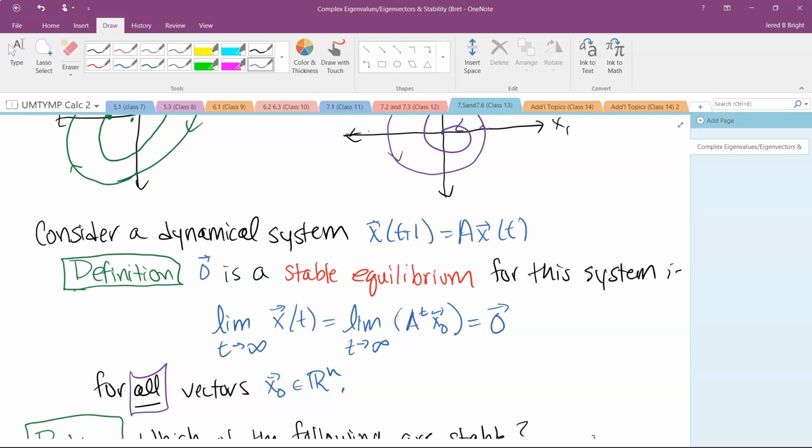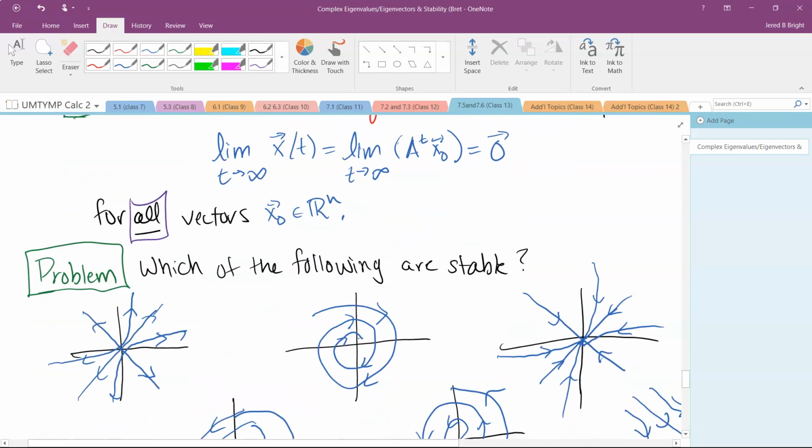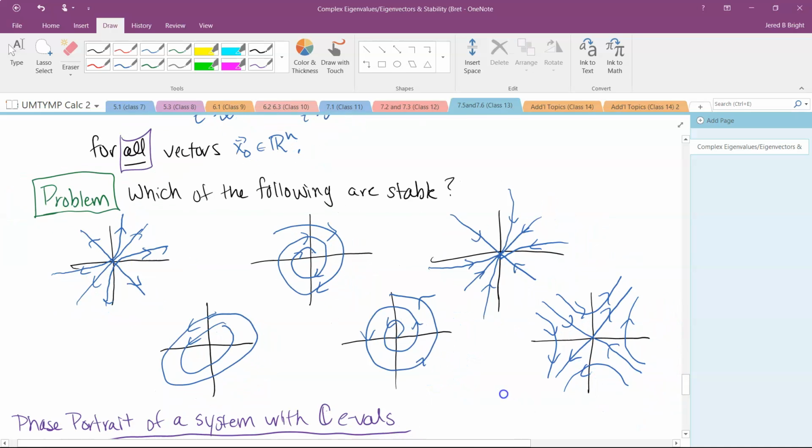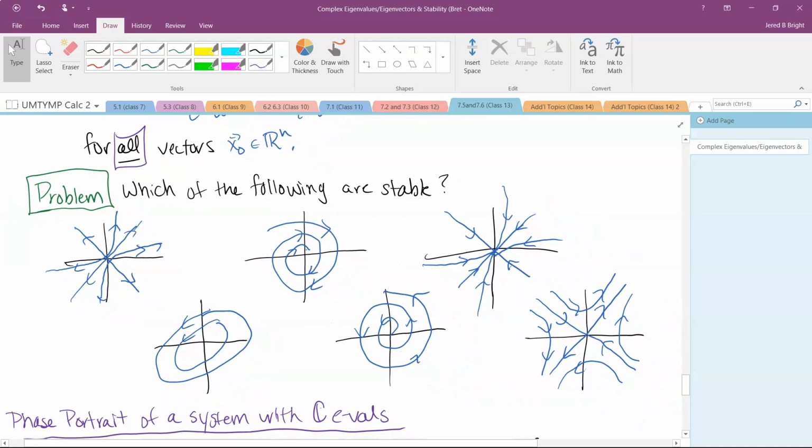Okay, so then the next question is, I have a few examples here. Let me zoom out so you can see each one of them. And the lines you see are meant to be the trajectories or the eigenvalues and eigenvectors. So I'm going to have you pause the video and determine which of the following are stable, if any.